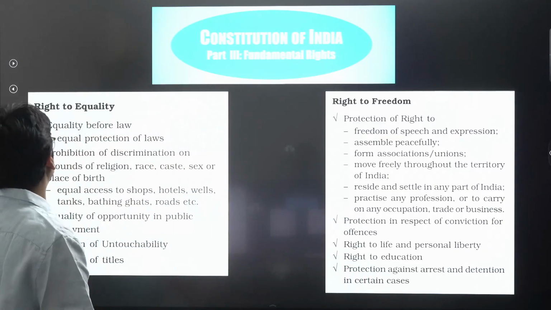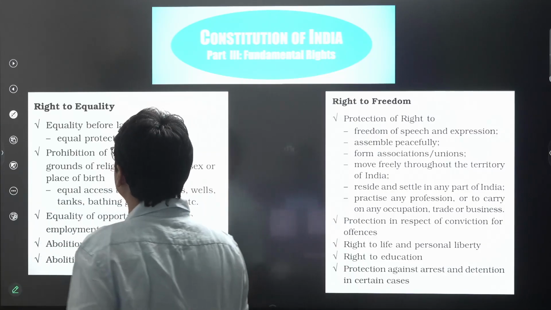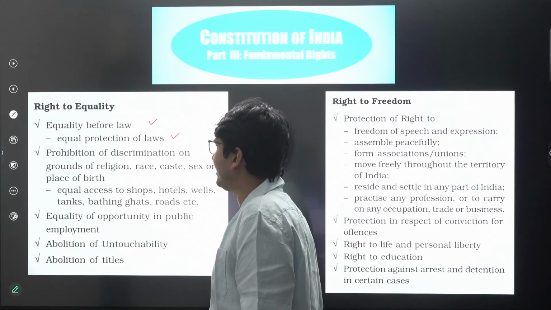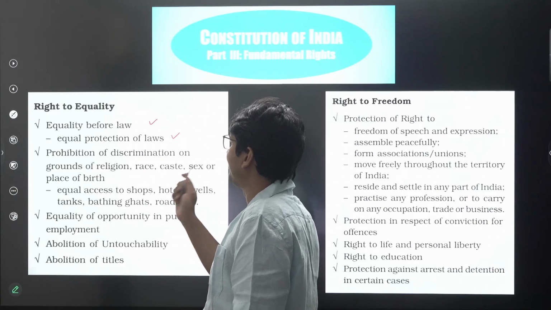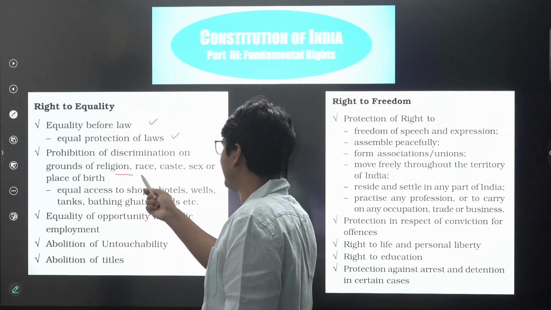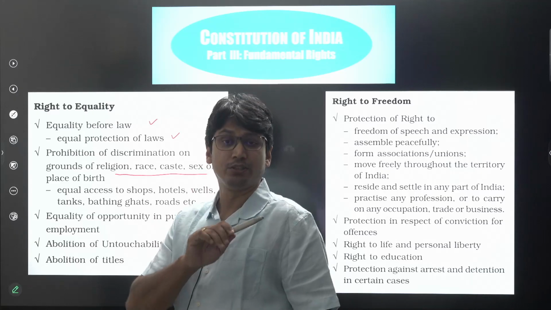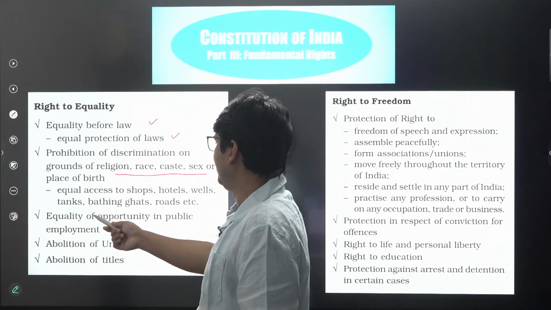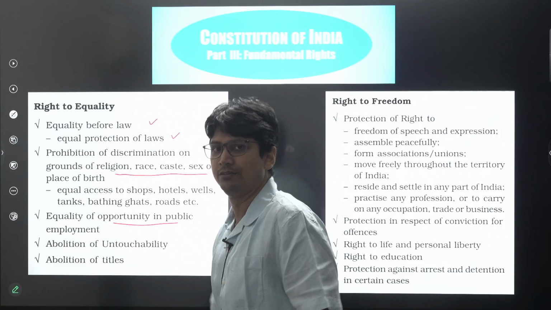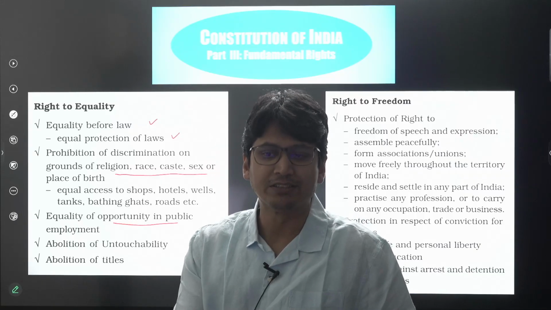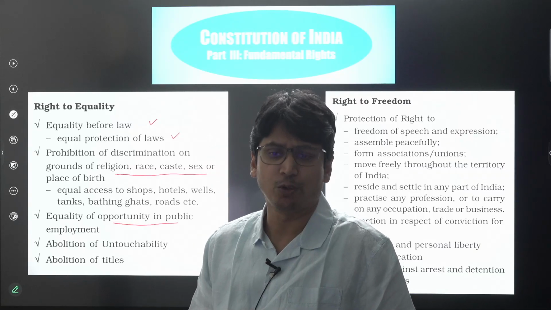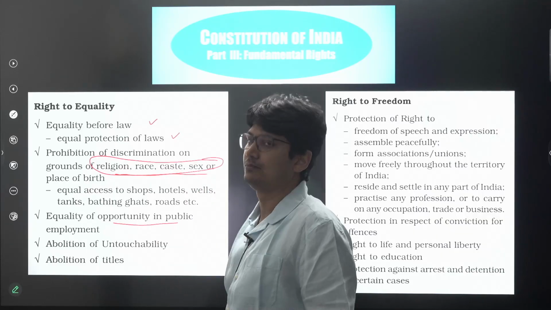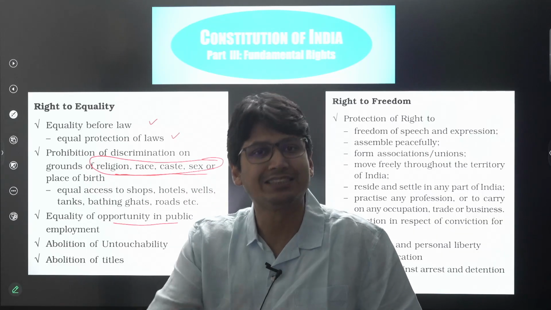So let's go through this right to equality. It says equality before law and equal protection of the laws. So two types of equality are highlighted. It then mentions prohibition of discrimination on different grounds of religion, race, caste, sex, or place of birth. So discrimination is not allowed. Equality of opportunity in public employment. So let's say you are appearing for public services, there is equality of opportunity, and on this ground the government cannot discriminate. Just because you're a woman, you cannot be disallowed to write an exam.